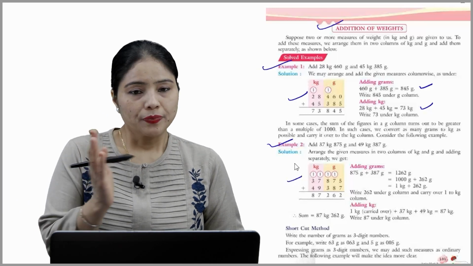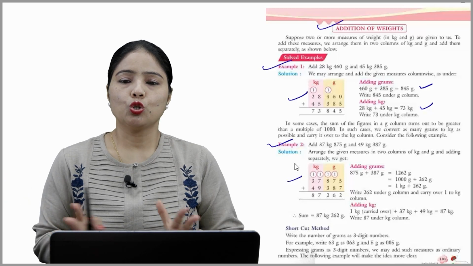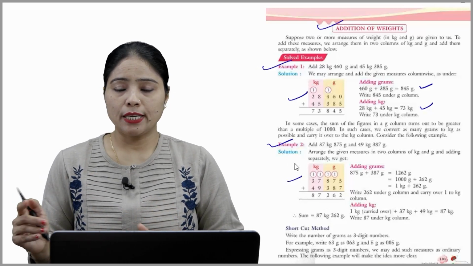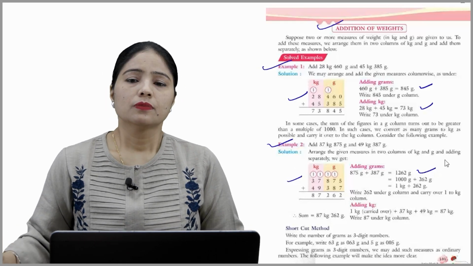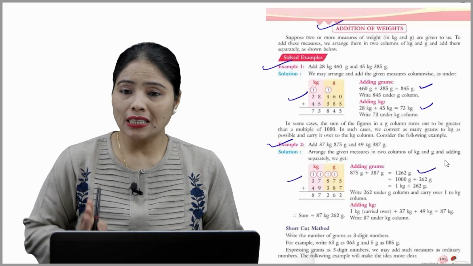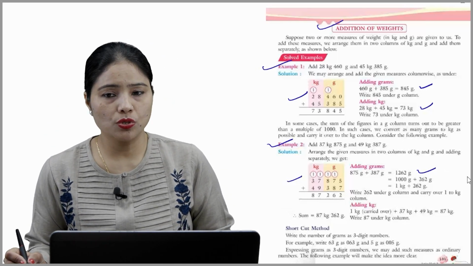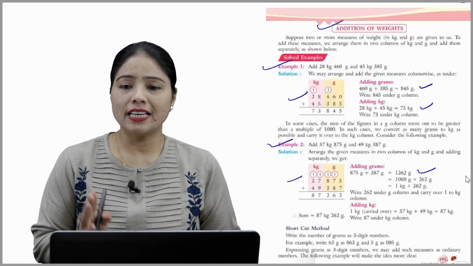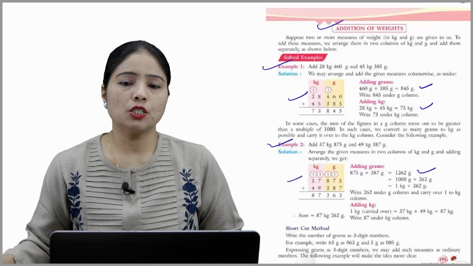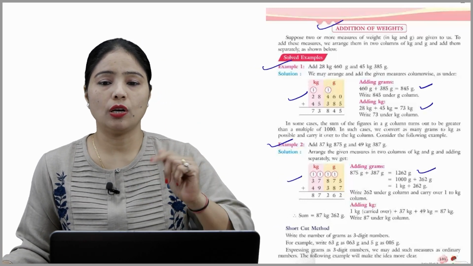Like that one. kg का कॉलम हमारा अलग है, ग्राम का कॉलम हमारा अलग है. सो दोनों को हम ऐड करेंगे. सो हमें कितना मिलेगा? ग्राम और ग्राम को ऐड करने पे हमें मिला 1262 ग्राम. So it's a 1000. So just separate it, 1000 and 262 separate it. Now 1 kg plus 262 gram. That means write 262 under gram column and carry over 1 to kg column.